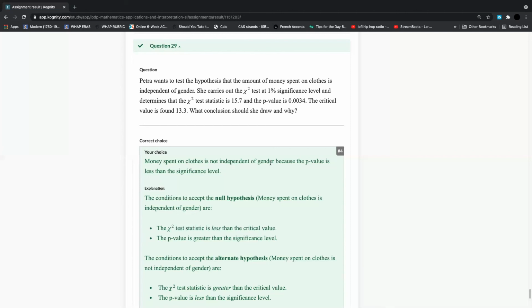Right, so based on solely just that, we can reject the null hypothesis. Okay, next thing we have: the Chi-Square test statistic is 15.7, and the critical value is 13.3. So I would also write that down. The Chi-Square test statistic is 15.7, which is greater than the critical value of 13.3. And also based on that, we can reject the null hypothesis.